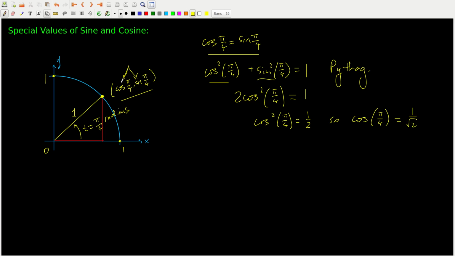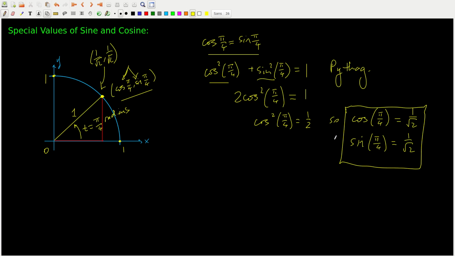The x value here is definitely positive. And so the coordinates of that point there are 1 over root 2 for x and 1 over root 2 for y. So that's the coordinates of the point. And put another way, here's two new values for the sine and cosine function that we didn't previously have. The sine and cosine of pi over 4 are not only the same, but they're both 1 over root 2.